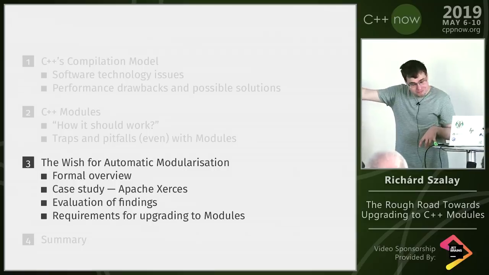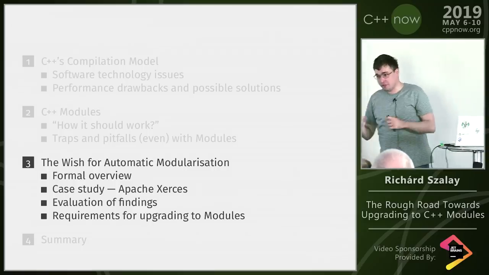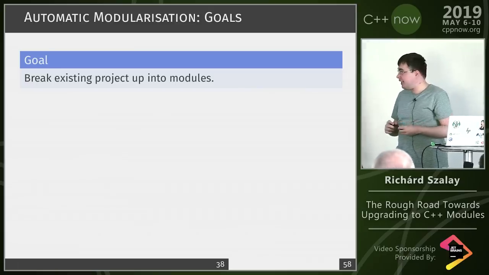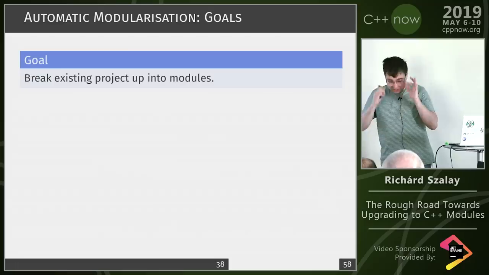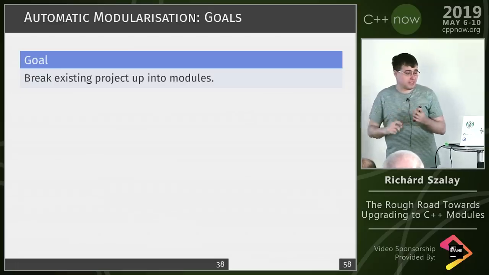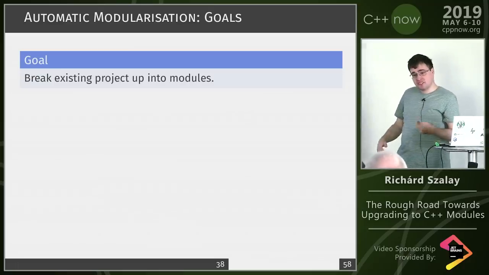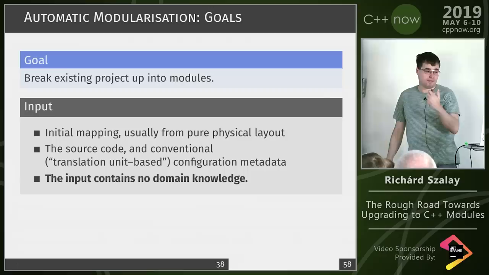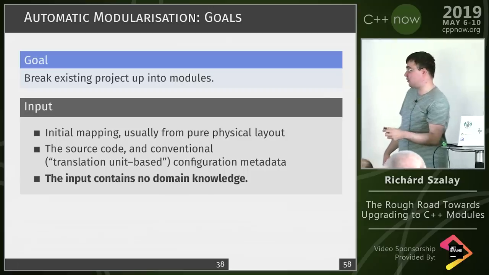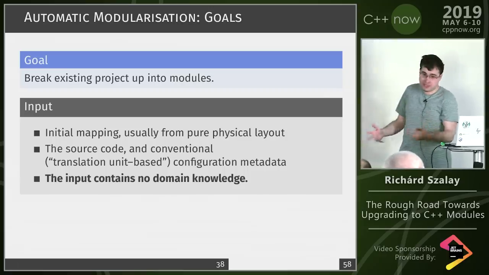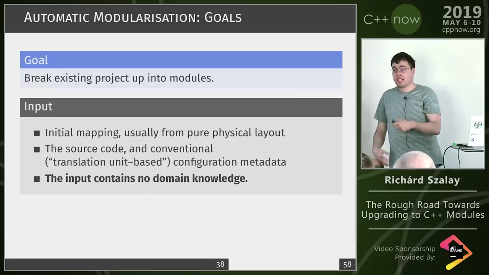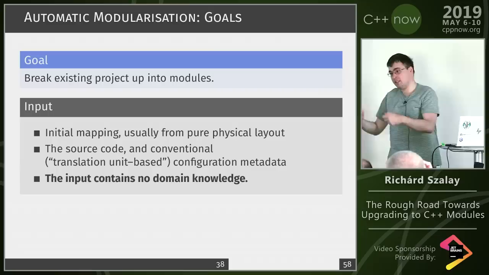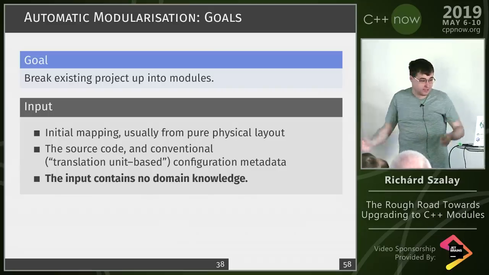Now, this is more of a foreshadowing of the final outcome, but let's go through what I did more or less in the past bit less than a year. So the goal is that I have some existing project and I want to put it into using the module system. What I have about this existing project is of course the source code. I can check it out. I can build it. I can create some configuration metadata from the build, like compilation commands, etc.